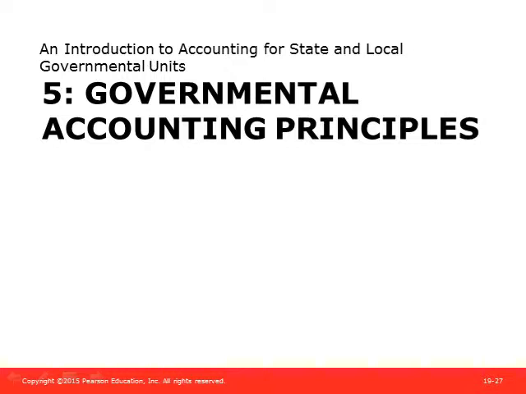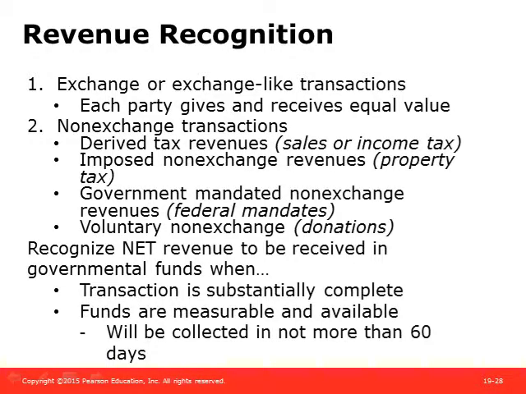And so now we'll talk about some governmental accounting principles. So government revenue sources are varied and include taxes, grant receipts, collection of user fees, and fines. Revenue recognition within governmental entities is determined by the nature of the underlying transaction.